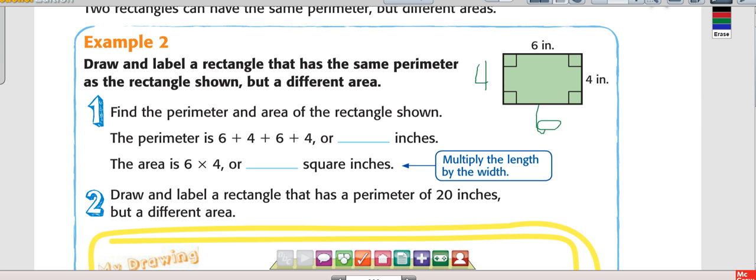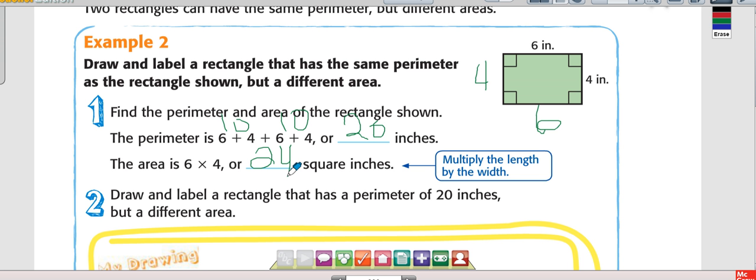Find the perimeter and the area of the rectangle shown. So the perimeter is 6 plus 4 is 10. Well, that's 10 here. 6 plus 4 is also 10. And what's 10 plus 10? 20. The area is 6 times 4. What's 6 times 4? 24.